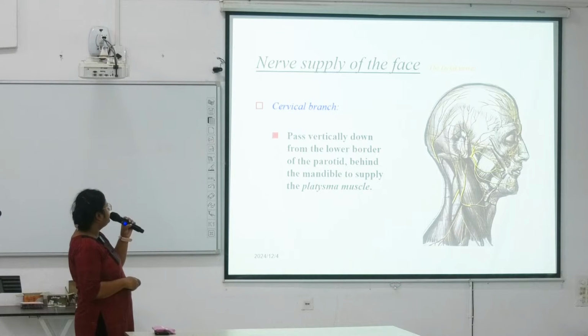It passes vertically downward from the lower border of the parotid, behind the mandible, to supply the platysma muscle. So it will supply the platysma. This one, not this here. This is the cervical branch.